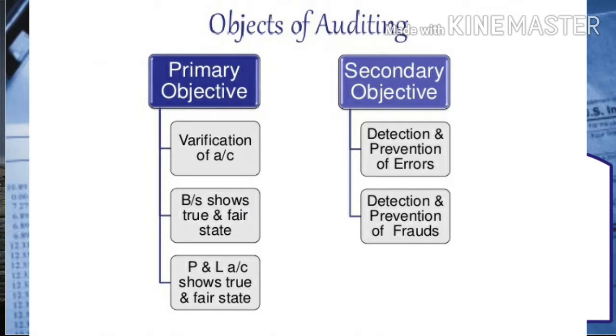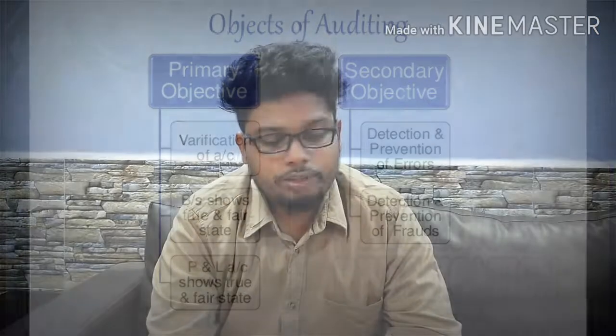Now, the objectives of auditing. There are two objectives basically, and these are the universal objectives. You can say it anywhere. The first one is the primary objective. The primary objective of auditing is a true and fair view. The second is the secondary objective. In the secondary objective, it is to check whether there is misappropriation of funds or cash, or teeming and lading. So these are the two objectives.